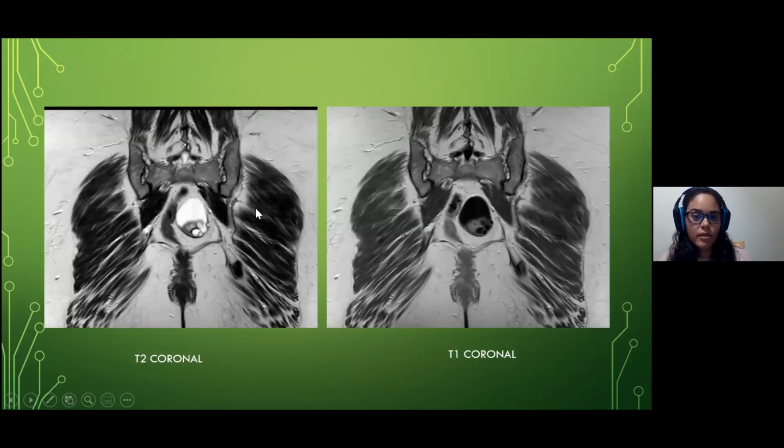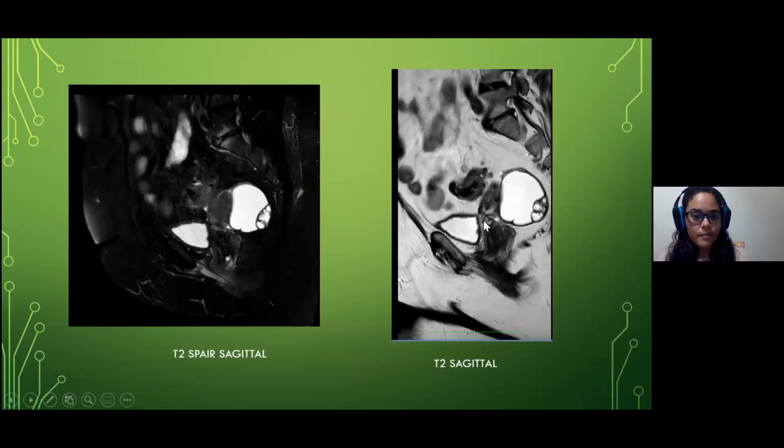And these were the coronal views. These do not have fat saturation. That's why it's so bright, because she was obese. But on T2 coronal, we can see here the mass and all these different fluid components there. And on the T1, you see the different fluid levels, and how the septations are there as well inside of the mass.